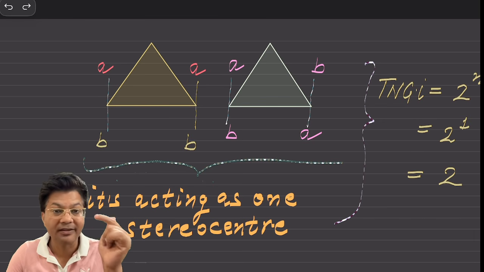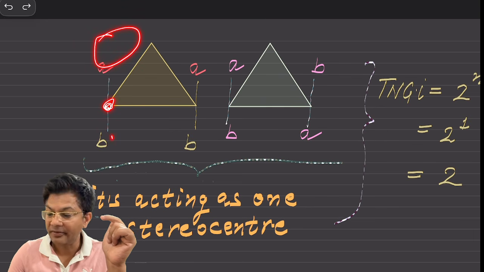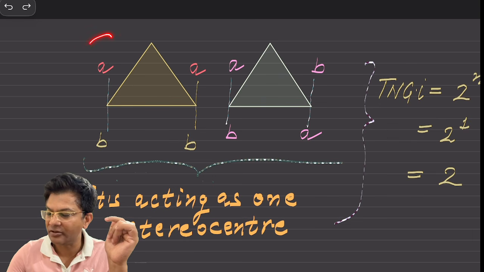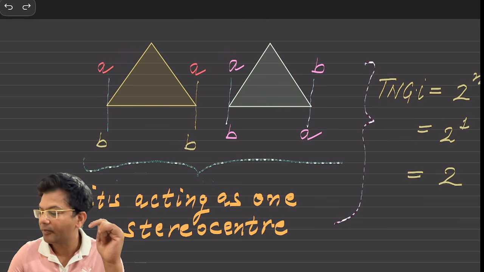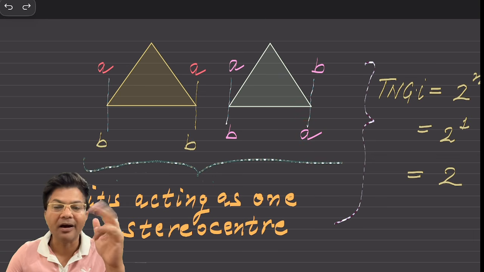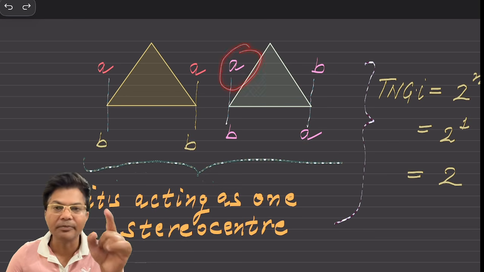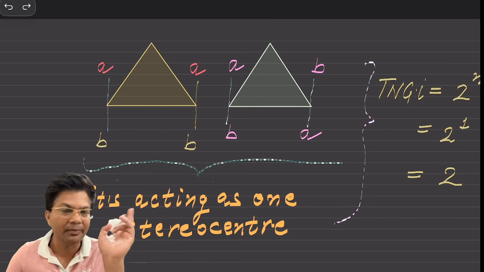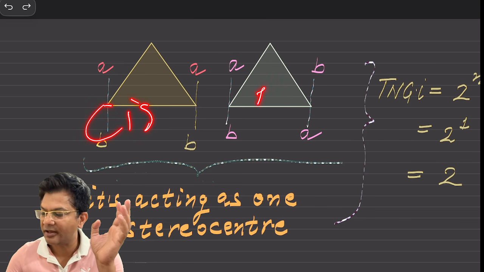But once again, the same condition applies: on each carbon atom, if this is A, that should not be A, otherwise it can't show GI. So this form is cis, and in another form you see A is at the top and A is at the bottom. They are on opposite sides. This A is above the plane and that A is below the plane. That means they are on different sides, so they are trans. One is cis and the other is trans.